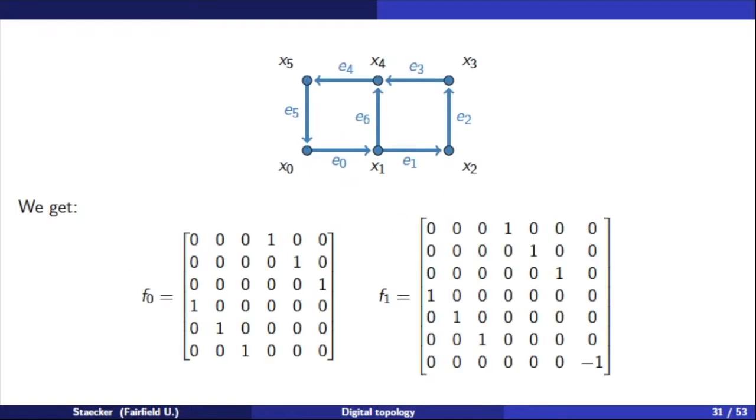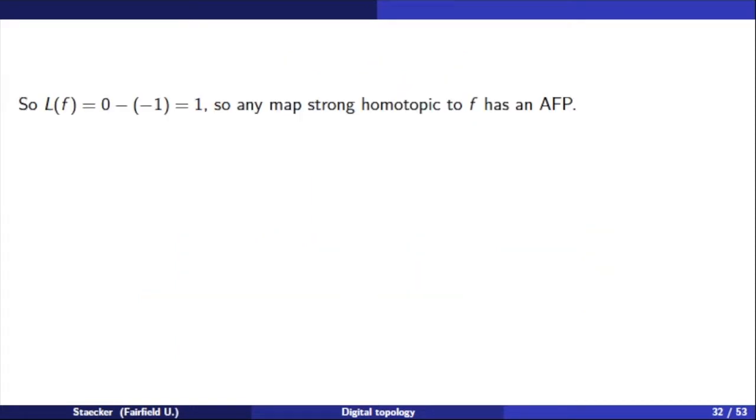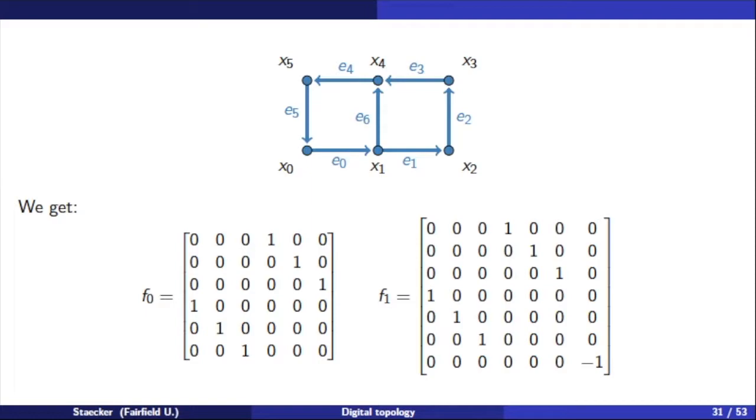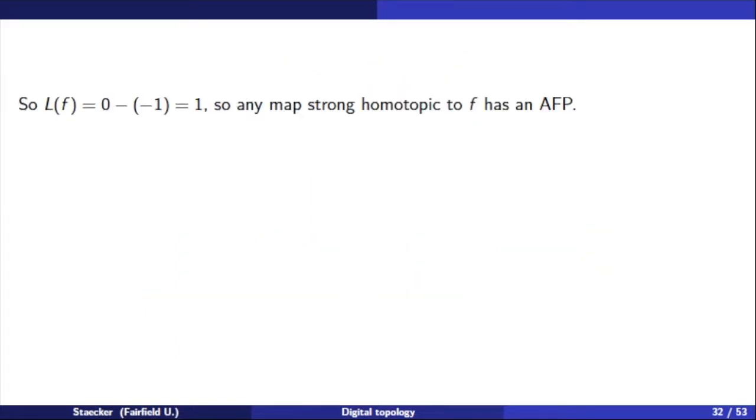What does it look like? Well, if you could do this yourself, take a few minutes and write down all these matrices. It looks like this. These are the matrices that you get, and then the Lefschetz number. We add up the traces, so the trace of this first one is 0. This one is -1. So we add them in this way. You have to alternate the signs. And we get 1, which means any map strong homotopic to F has an approximate fixed point.